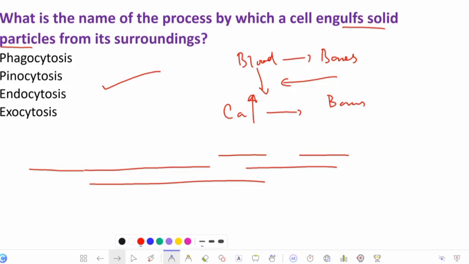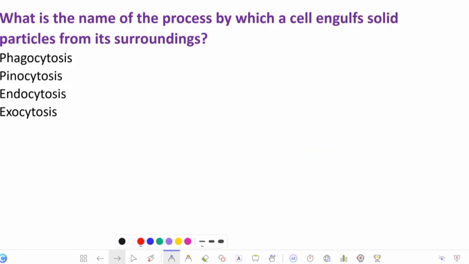Okay, important gland. What is the name of the process by which a cell engulfs solid particles from its surroundings? Taking in solid particles is known as phagocytosis, and if it is in the form of liquid, it is called pinocytosis. That's why that is incorrect. Endocytosis is also incorrect, because endocytosis means taking anything inside, while exocytosis is taking anything outside. So if we select endocytosis, it includes liquids and solids both, but the question asked about solid particles.